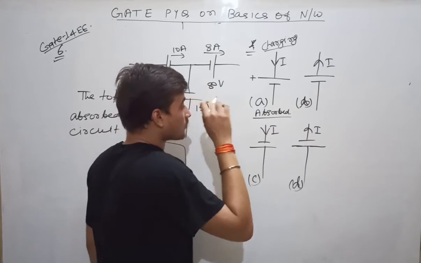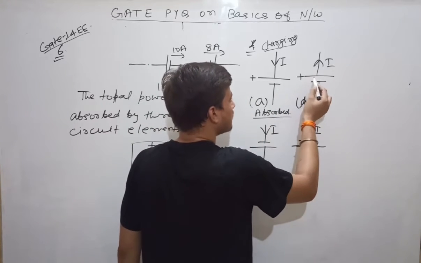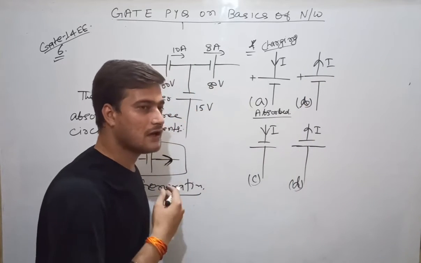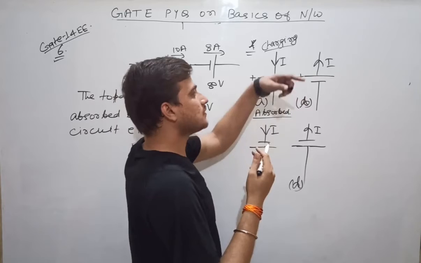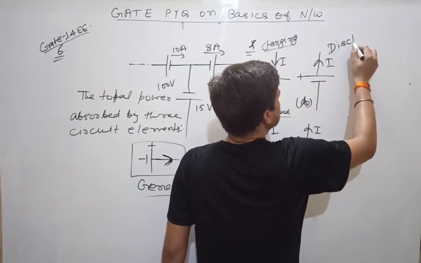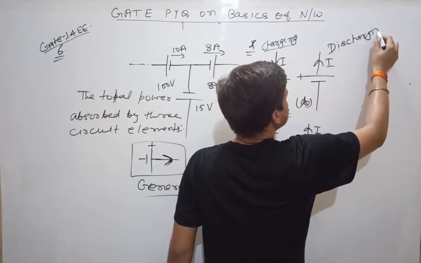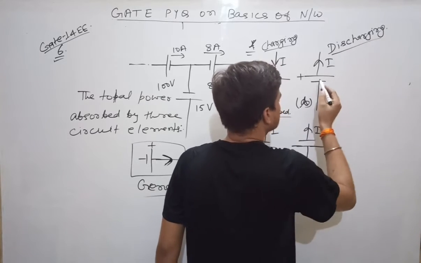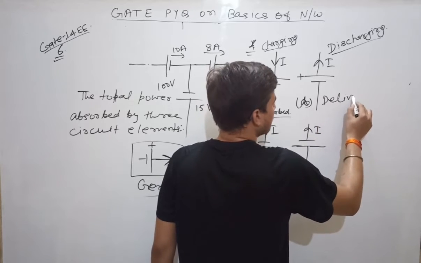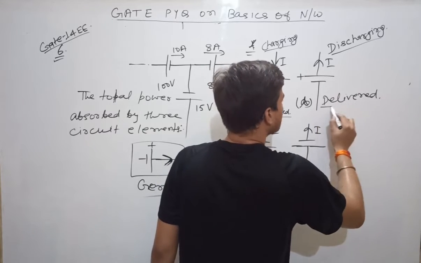Come to the second one. Here the positive terminal of the battery is plus. Current is coming out from the positive terminal. That means the battery is delivering the power. It means it is discharging. Very important concept this is. It is discharging, that means power is being delivered by the battery.